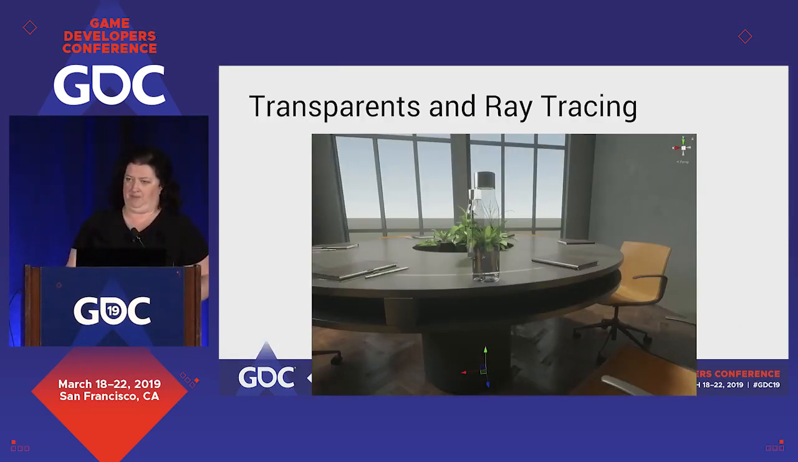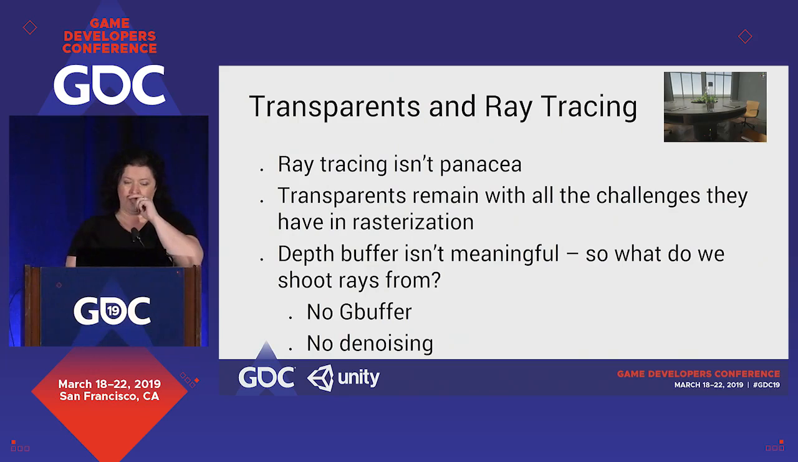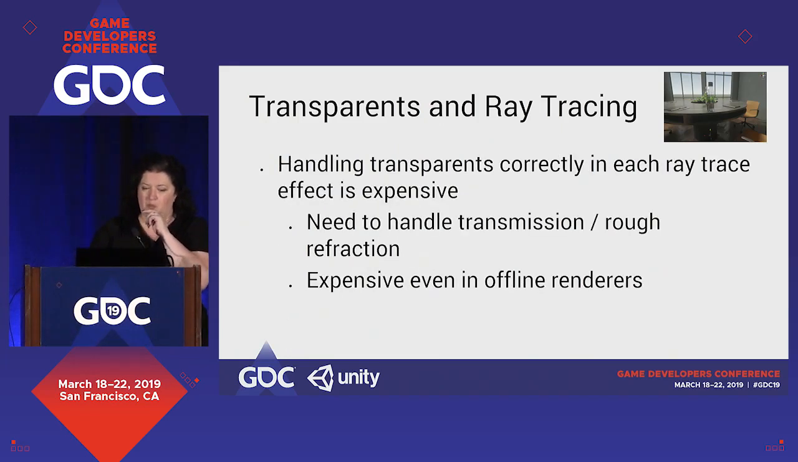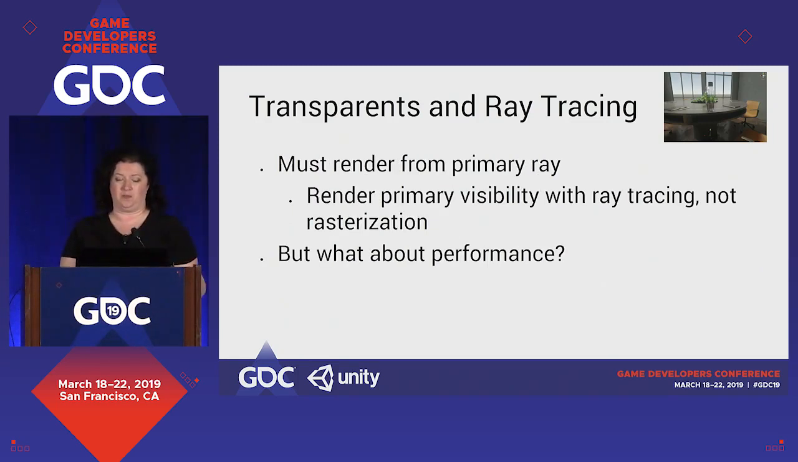Transparency and ray tracing. Transparencies are always problematic. Not possible to denoise, no G-buffer. I thought it was supposed to be a glorious promise. We also need to render from primary rays, so it's expensive to evaluate. So with regards to handling them correctly, we need to handle transmission and we need to handle rough refraction. Of course, this is expensive even in the offline world.